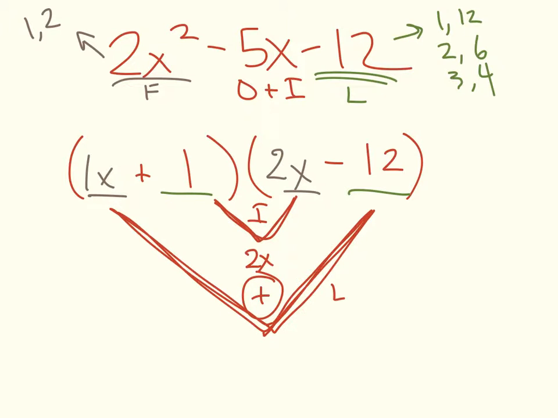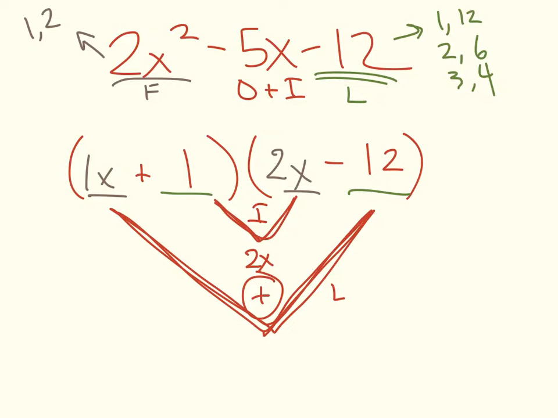And the O part of FOIL, I think I said L, not O. The O part of FOIL would be negative 12x. And if we add those like terms together, we get negative 10x. And that's not what we wanted, which means we have made a mistake, so we need to try again.